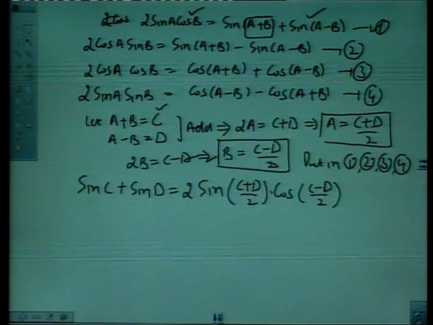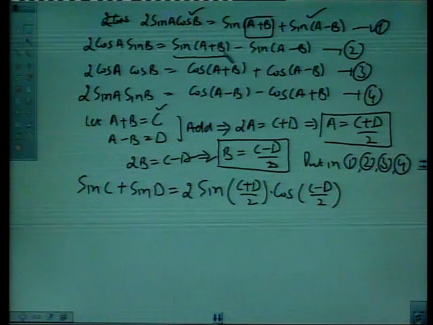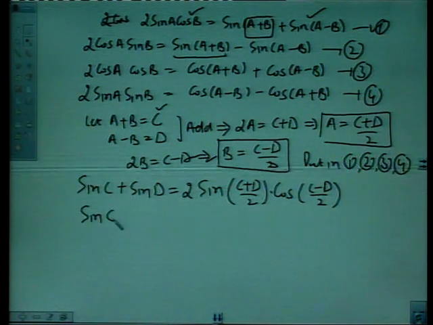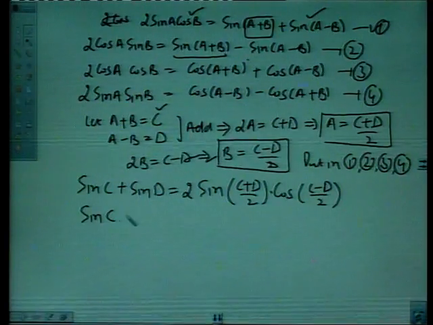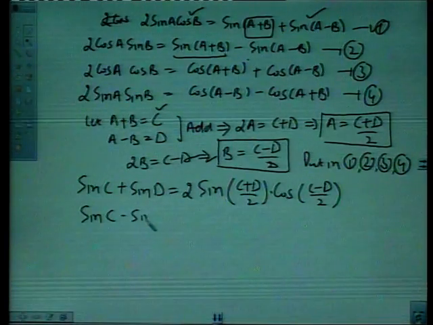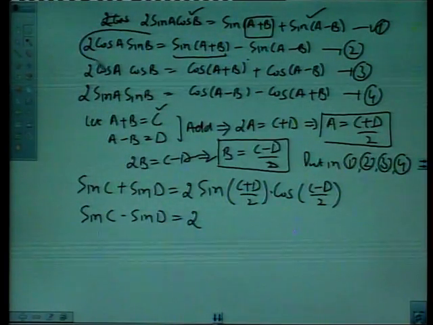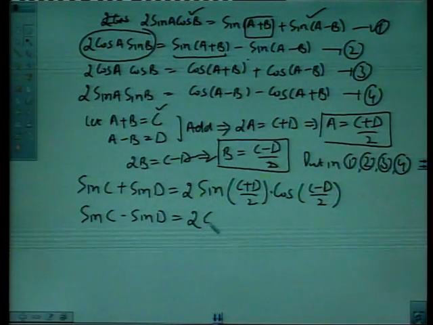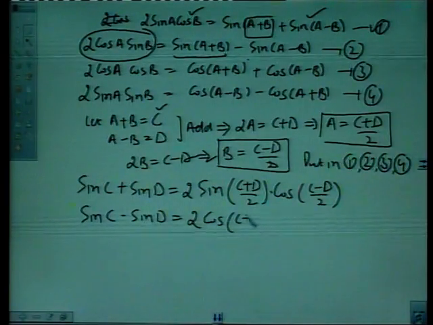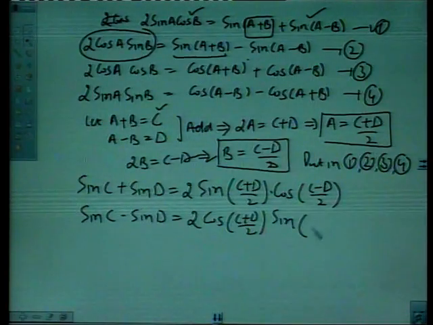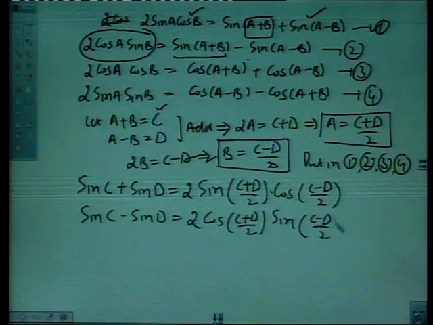Similarly, what is the second formula? Cos A sin B, sin(A plus B) minus sin(A minus B). What is the value of A plus B? It is C. Sin C minus sin D is equal to 2 times cos A, which is (C plus D) by 2, into sin B. B is (C minus D) by 2.